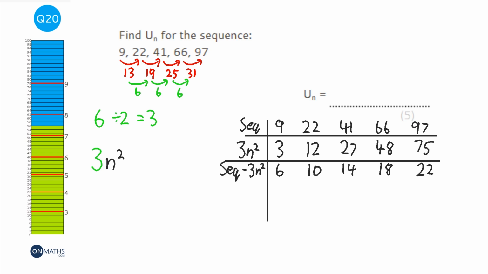Now you might notice that we've got a linear sequence now. This linear sequence that's formed is going up in 4s. So each one is going up in 4s.